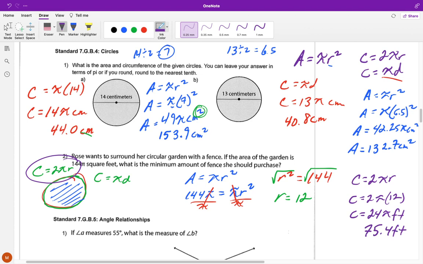So for this one, since they didn't explicitly tell us what our radius was, we need to figure it out. And we could figure it out because they gave us enough information with the area. And since we knew the area, that allowed us to solve for a radius, which we then plugged into our circumference to figure out the final answer.